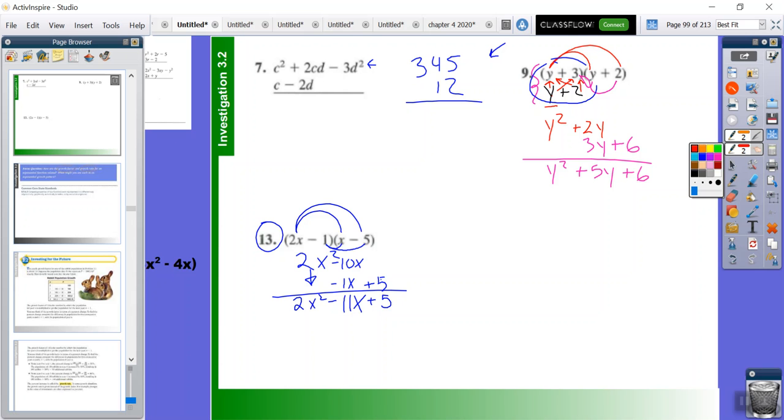So what do we do first in our traditional multiplication? Multiply 2 by the first round numbers, 3, 4, 5. Okay, so 2 times 5 is? 10.